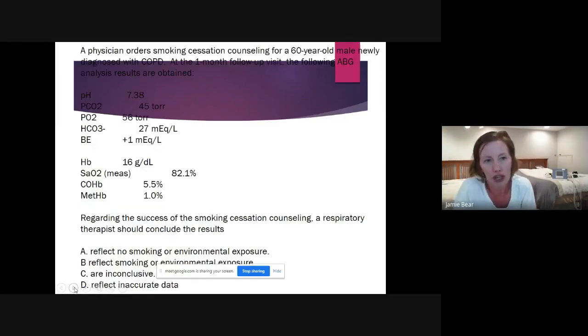Okay, a physician orders smoking cessation counseling for a 60-year-old male newly diagnosed with COPD. At the 1-month follow-up visit, the following ABG analysis results are obtained: 7.38, 45, 56, 27, and 1. Hemoglobin 16, SpO2 measured of 82%, carboxyhemoglobin at 5.5%, and methemoglobin at 1%. Regarding the success of the smoking cessation counseling, a respiratory therapist should conclude the results reflect no smoking, reflect smoking, are inconclusive, or reflect inaccurate.